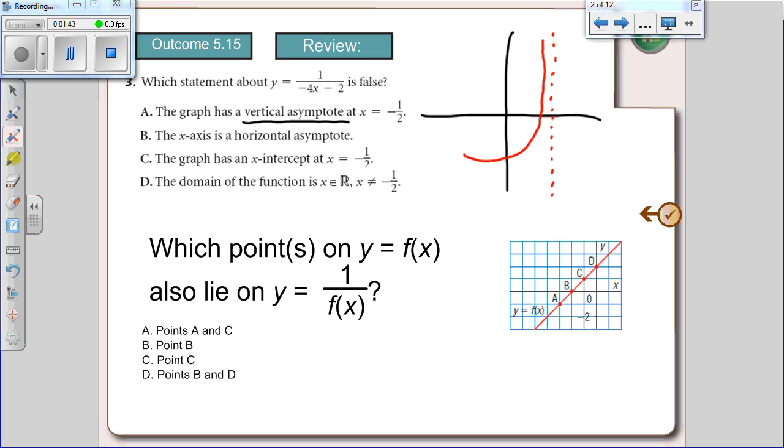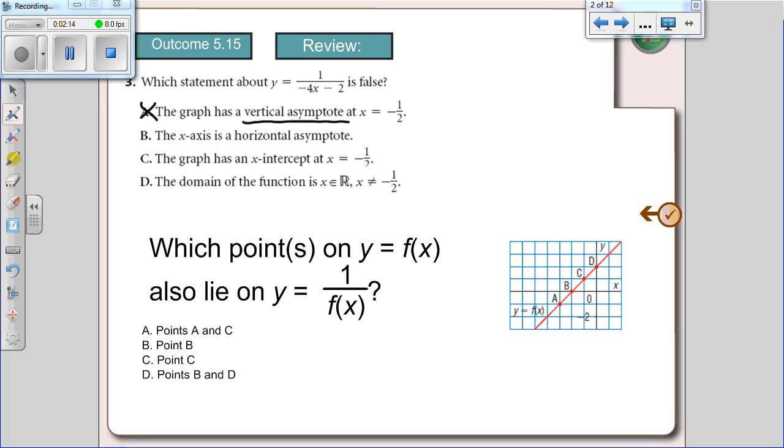Where do we get vertical asymptotes? They're your non-permissible values. So if you look at our equation, is x equal negative 1/2 a non-permissible value? It is. Yes. So if you put in negative 1/2, you get 0 on the bottom. Can't divide by 0. That's how you get vertical asymptotes. So that's true. So it's not that. B.